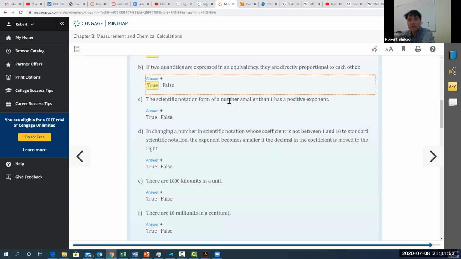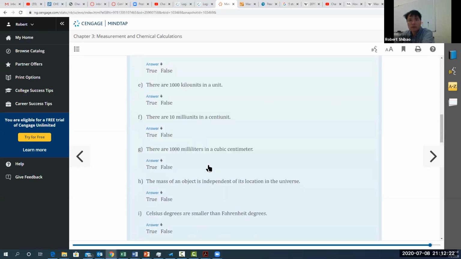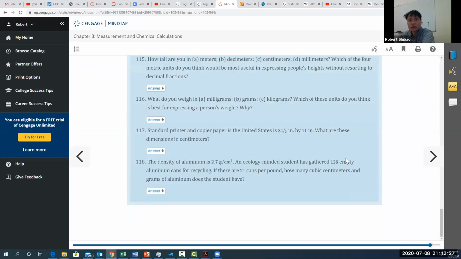The scientific notation form of a number smaller than one has a positive. No, if the number is smaller than one, it's a negative exponent. It's false. In changing a number in scientific notation whose coefficient is not between 1 and 10 to standard. So if the coefficient grows bigger, the exponent grows smaller. If the coefficient grows smaller, the exponent grows bigger. That kind of thing. I think that's what they're saying here, et cetera, et cetera. So we can go through these just as a check. I want to go on though.